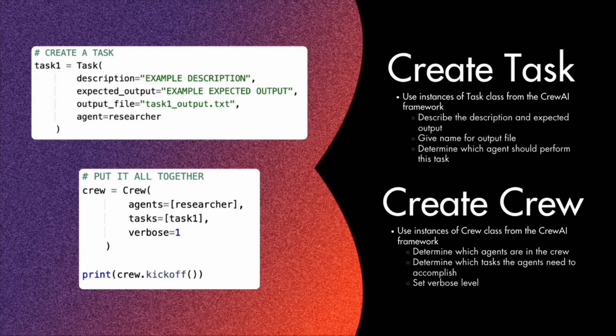Lastly, we can now create our multi-agent system by defining the crew using the crew class from Crew AI. You would have to determine which agents should go in this crew, what tasks they need to accomplish, and set the verbose level for the final output of all the tasks.